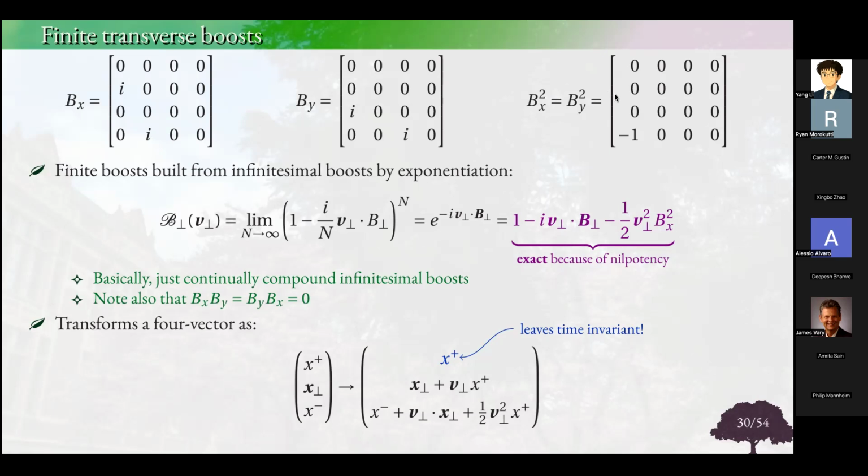And for the square of either bx or by, which are the same, your only component is in the column corresponding to x plus, the row corresponding to x minus. So it maps x plus into x minus. So it's a really neat thing. And this automatically guarantees then that it leaves time invariant. It can map time into other things. You get a formula that looks like your standard, well, now you're moving with a linear velocity here. But things work out very nicely because of these simple nilpotent forms of these matrices.